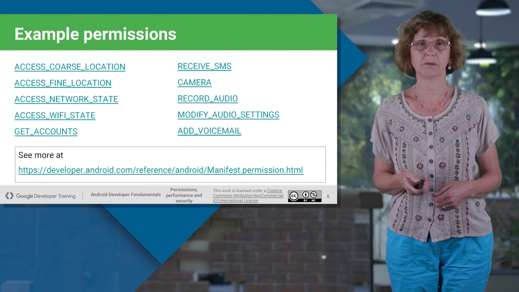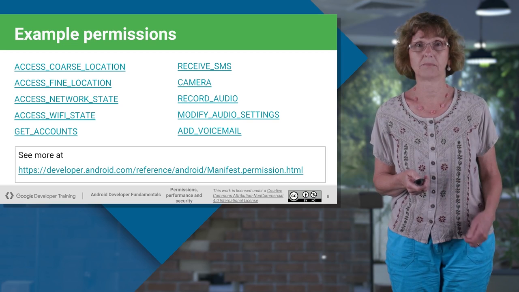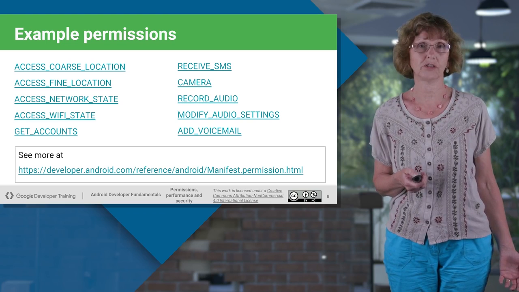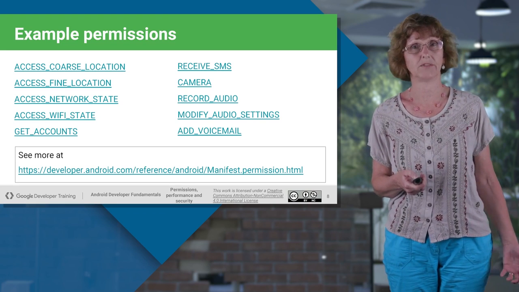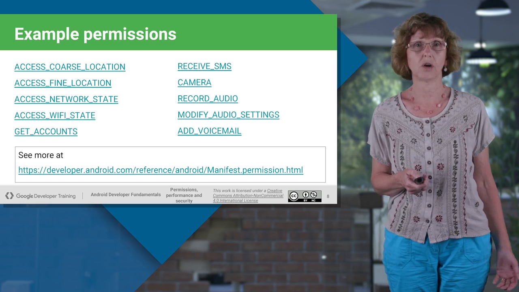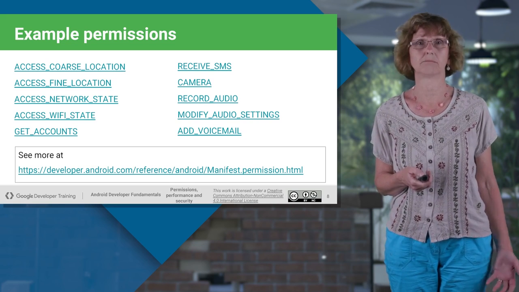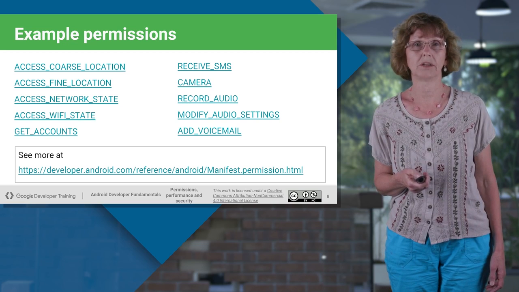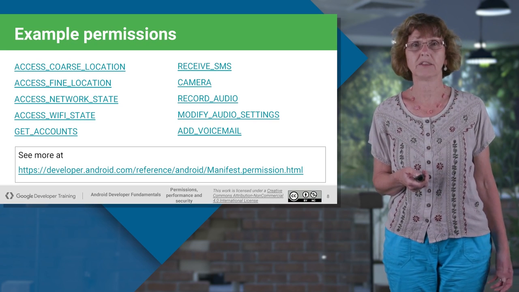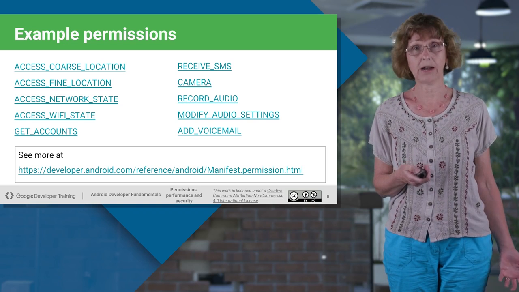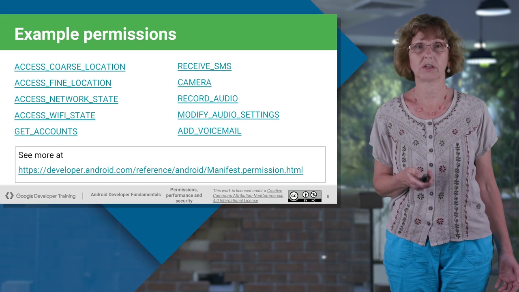So here are some example permissions. Your app needs to ask permission if it wants to get the user's location, obviously the location of the device that the user's using. Whether you want the general location, which is known as the coarse location, like I'm in Delhi, or a specific fine location, the exact location, I'm on this street corner in Delhi, you have to ask permission to get the user's location.